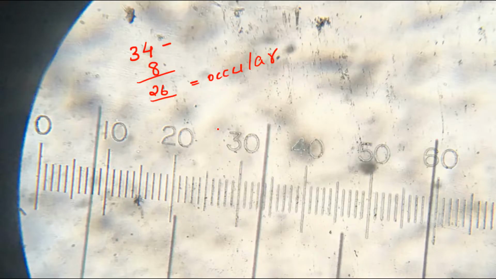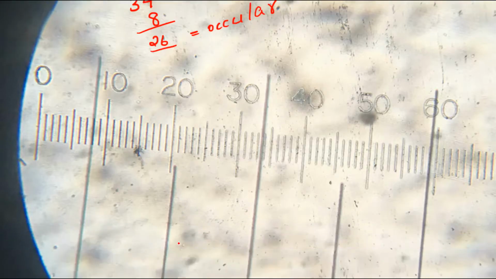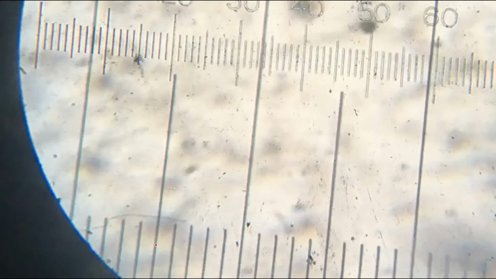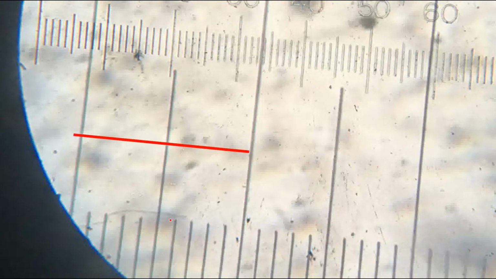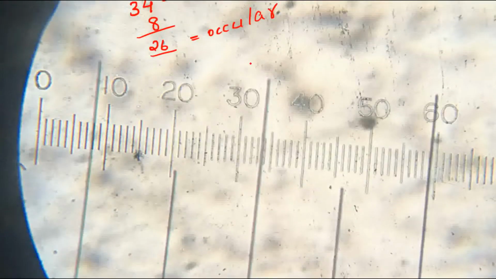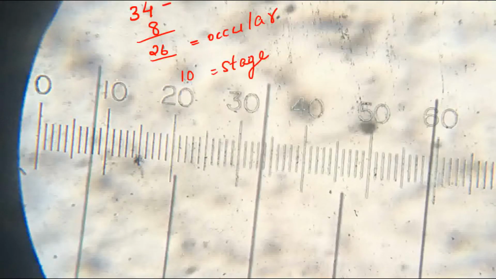In the similar way, we need to find how many divisions are present between the coinciding line in stage. Up to here 5, then again here 5. 5 plus 5, 10. Okay, so in stage 10 divisions are there. 10 in stage. Okay, we know that one division in stage is 10 micrometer. So 10 into 10 is equal to 100.